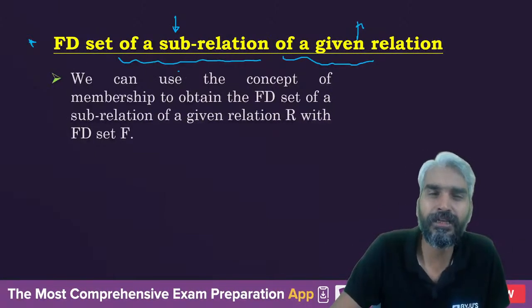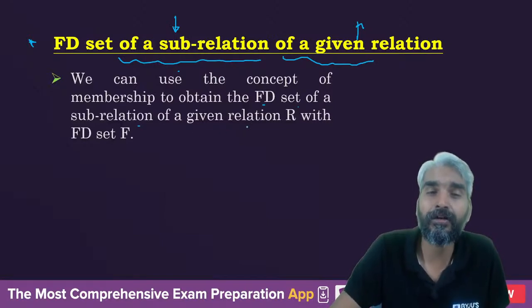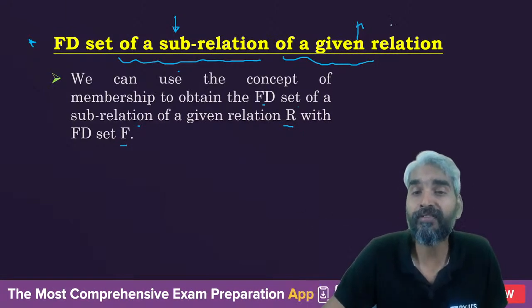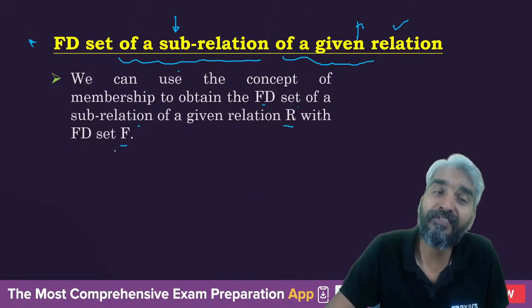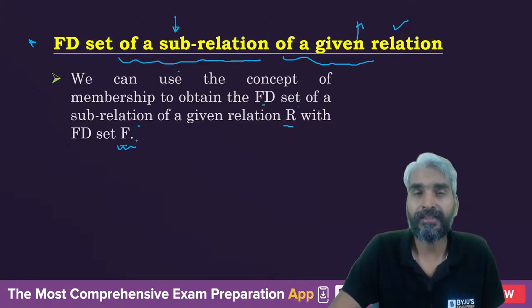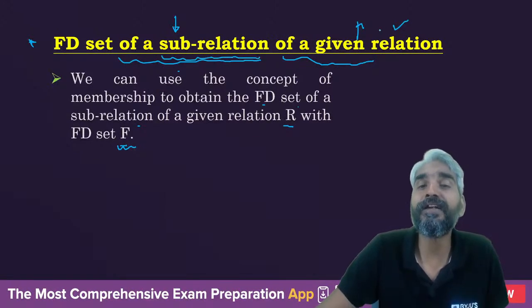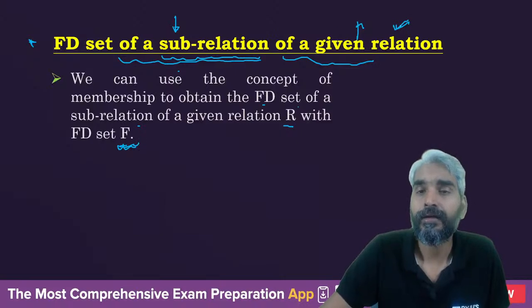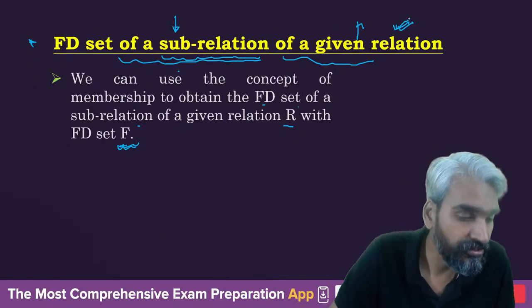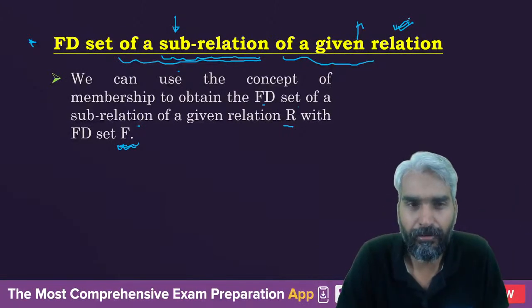We can use the concept of membership to obtain the FD set of a subrelation of a given relation R with FD set F. So you should be knowing the relation and the FD set of that given relation. Then you can calculate the FD set of any subrelation with respect to the given FD set F of the given relation. Let's try to understand this with the help of an example.